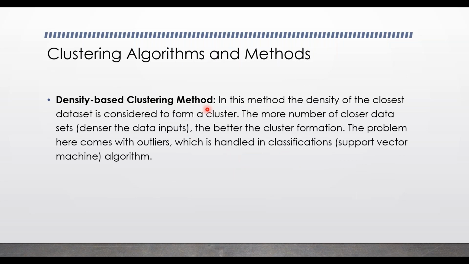Then density-based clustering method. In this method, the density of the closest data set is considered to form a cluster. So the more number of closer data, the denser the data inputs. So this is a density-based method where we see where the densest output is, where the most elements are together. So I would say it works on the maximum probability. If more people said yes, then okay this will be the result, if more people said no, then that will be. We define the outcome on the basis of where the density is higher.